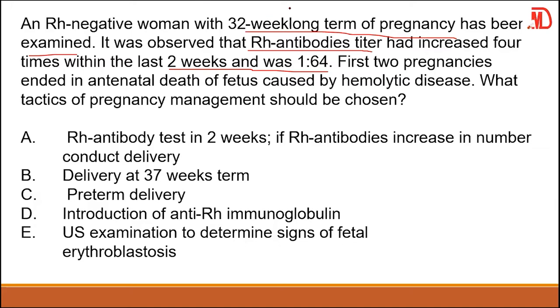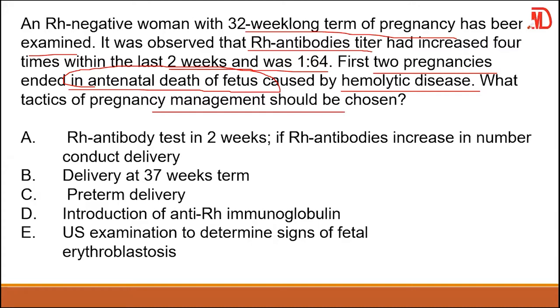They said the first 2 pregnancies ended in antenatal death caused by hemolytic disease. Usually what I know is that the first pregnancy normally comes out very good, no problem, but the second and third have a problem. But over here, they said the first 2 pregnancies ended in hemolytic disease. So what tactics of pregnancy management should be chosen?